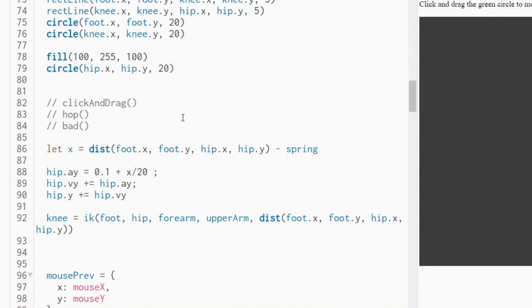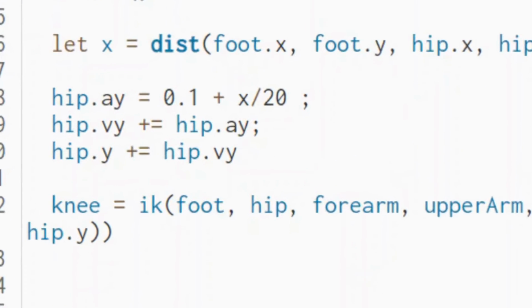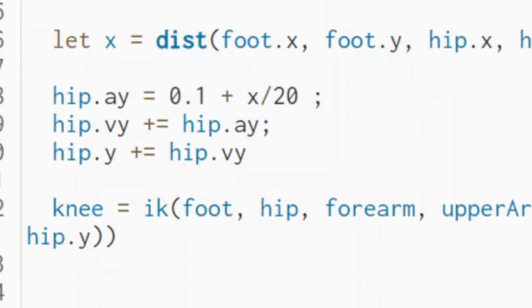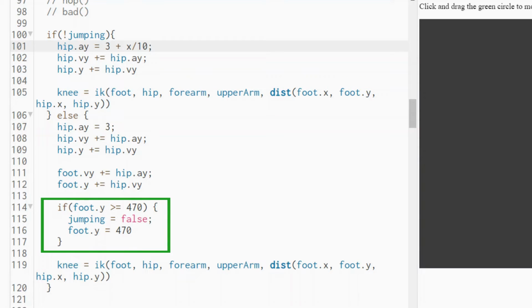So I did that and then applied that force to the acceleration of the hip, and then applied that acceleration to the velocity, and that velocity to the position of the hip on every frame to create a little spring simulation. I had to handle the condition when the leg was fully extended.